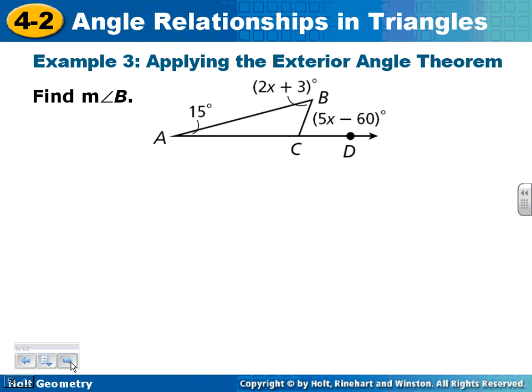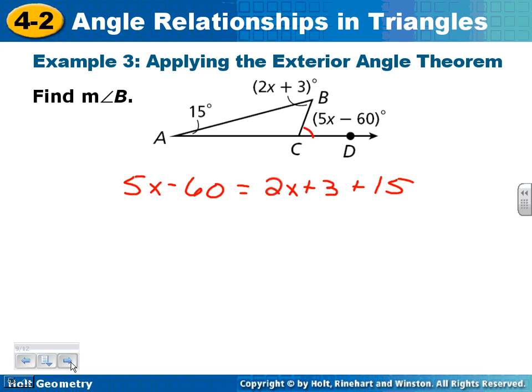With that said, how about this example? Find the measure of angle B. Well, this 5x plus 60 right here is this angle right here. That's my exterior one. So I'm going to write 5x minus 60 would equal the other two remote ones opposite away. So it's the 2x plus 3 plus the 15. So the exterior angle equals the other two interior angles.